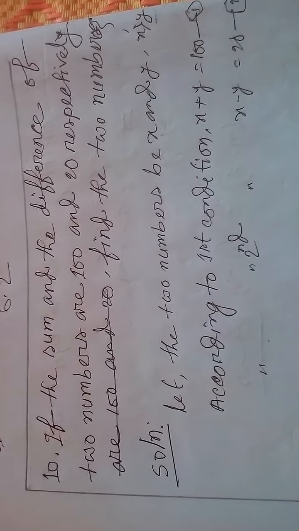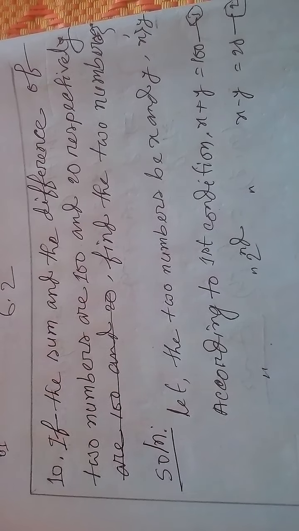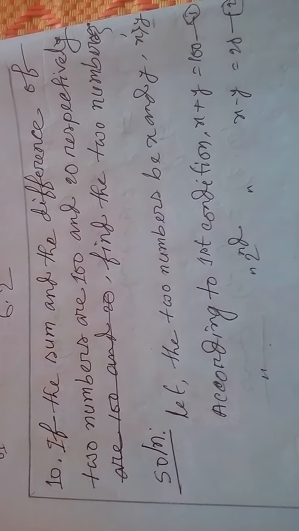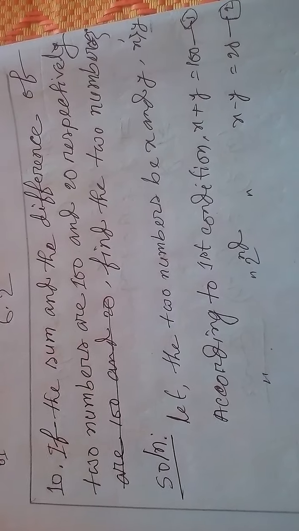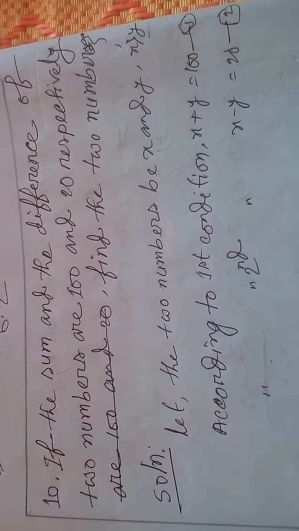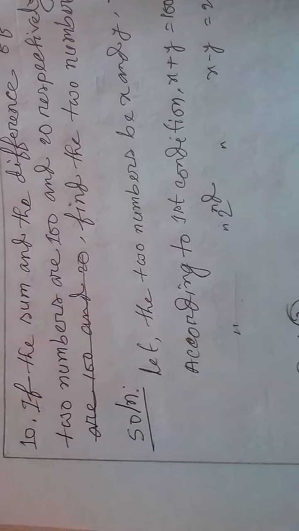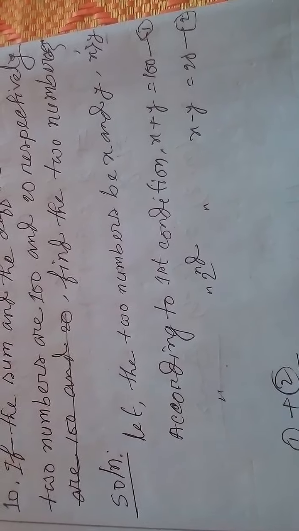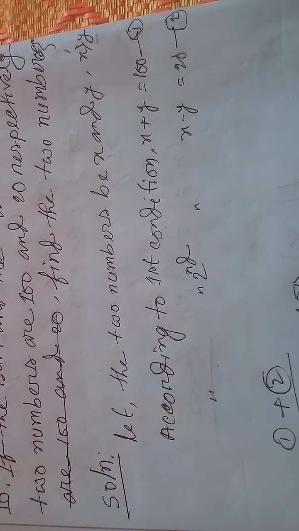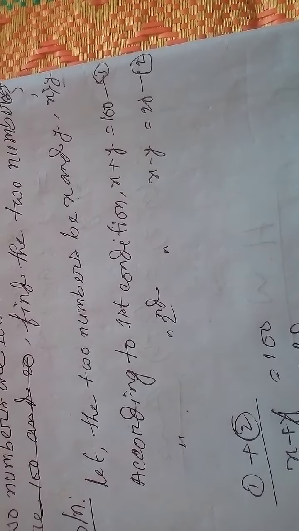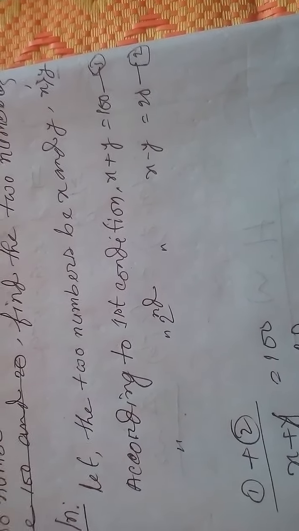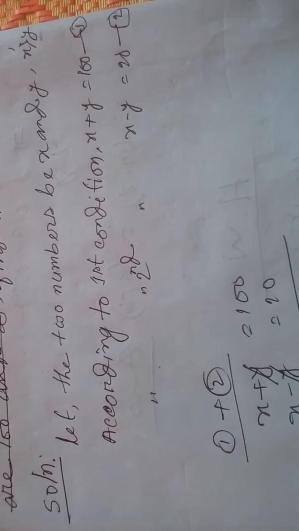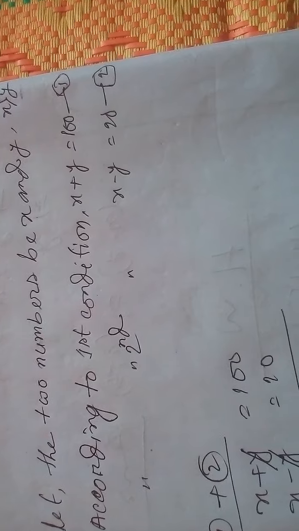Number 10. If the sum and the difference of two numbers are 100 and 20 respectively, find the two numbers. Solution: let the two numbers be x and y, where x is greater than y. According to the first condition, x plus y equals 100 in equation 1, and according to the second condition, x minus y equals 20 in equation 2.